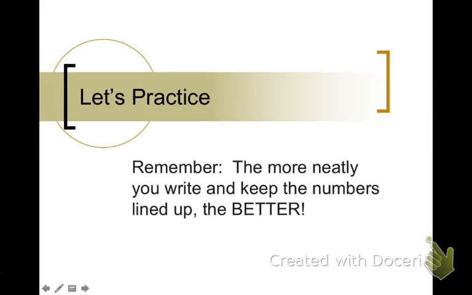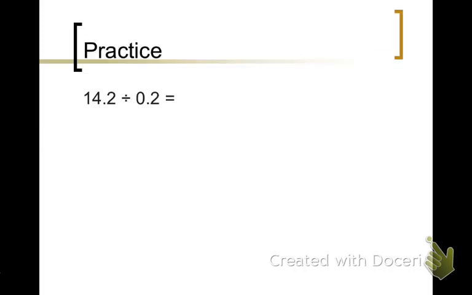Let's take a look at the next problem. Remember, the first number is the number that's going to go in our division house, so I'm going to have 14.2 being divided by 0.2 again. The first thing I need to do is move the decimal on the outside to make it a whole number. I moved 1 to the right, so on the inside I also move 1 to the right. And once I do that, I bring it up to the top. And now I can divide like normal.